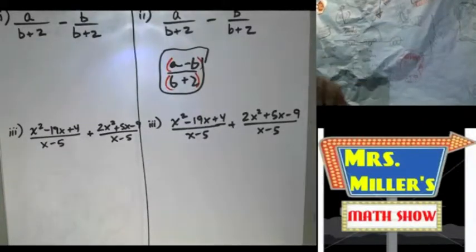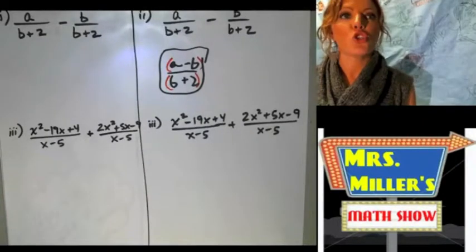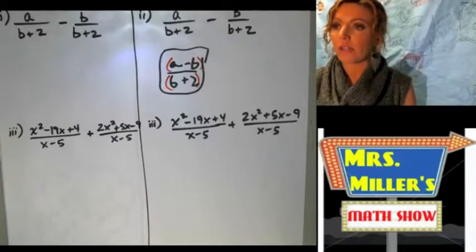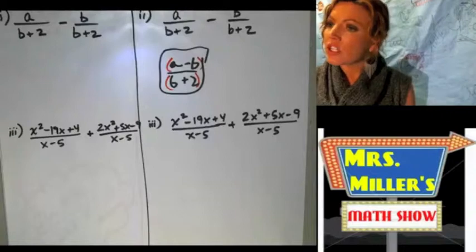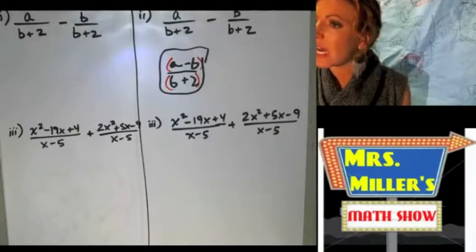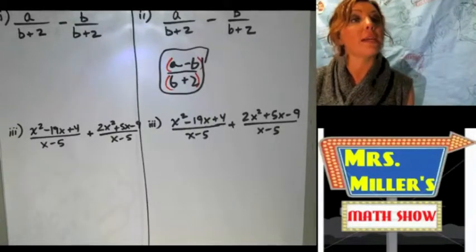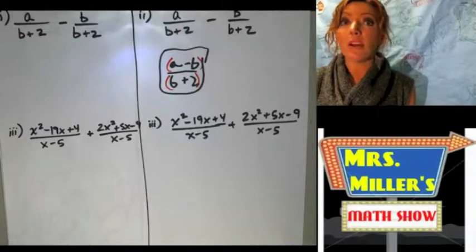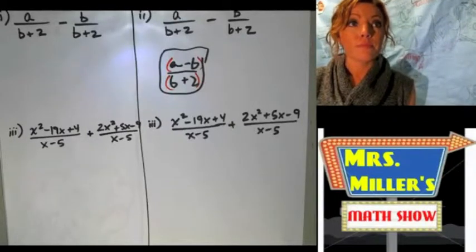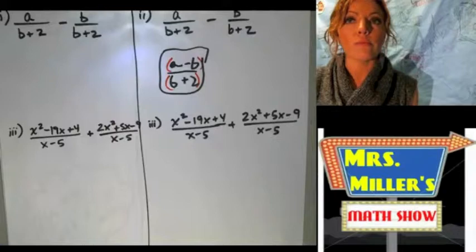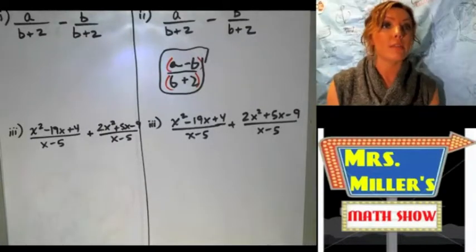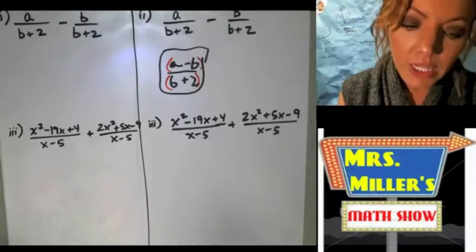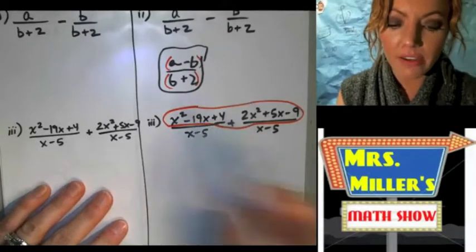x squared minus 19x plus 4 over x minus 5, plus 2x squared plus 5x minus 9 over x minus 5. All right. Same denominator? Yes. So, can somebody tell me what I do now that I have the same denominator? Well, I already have the same denominator. Aiden? You add the tops together. Everybody give it up for Aiden.